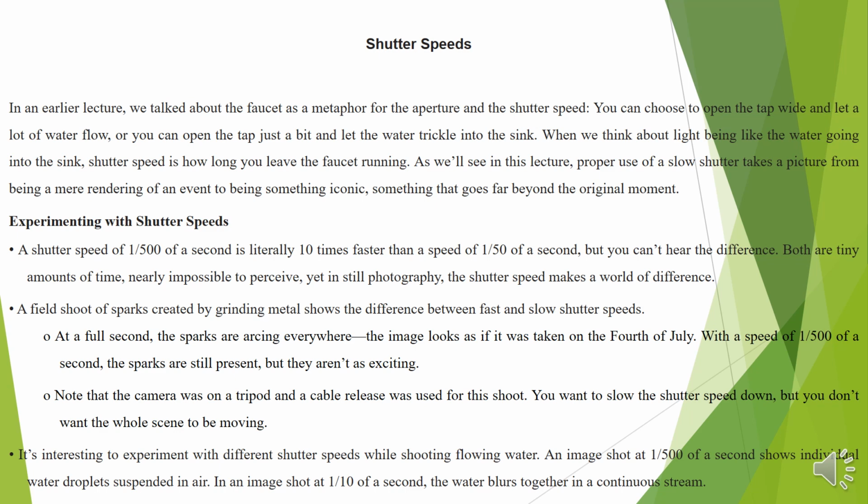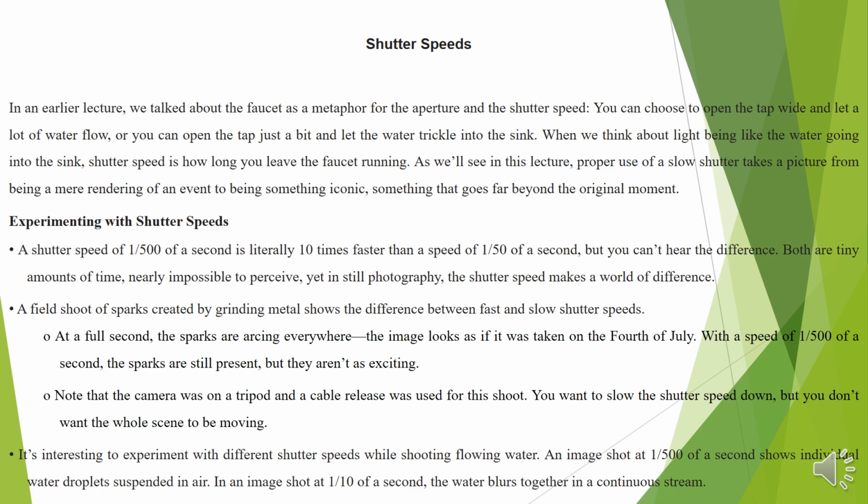A shot of sparks created by grinding metal shows the difference between fast and slow shutter speeds. At a full second, the sparks are arcing everywhere. The image looks as if it was taken on the 4th of July. With a speed of 1/500 of a second, the sparks are still present, but they are not as exciting. Note that the camera was on a tripod and a cable release was used for this shoot.